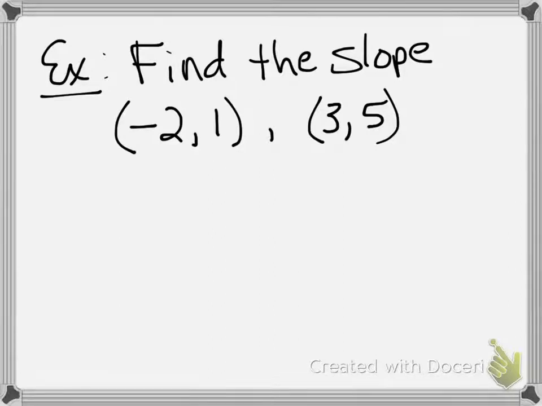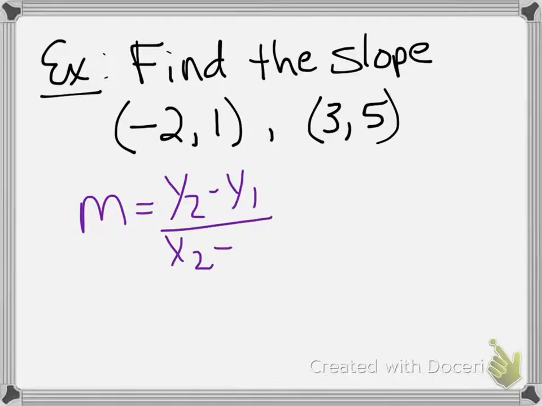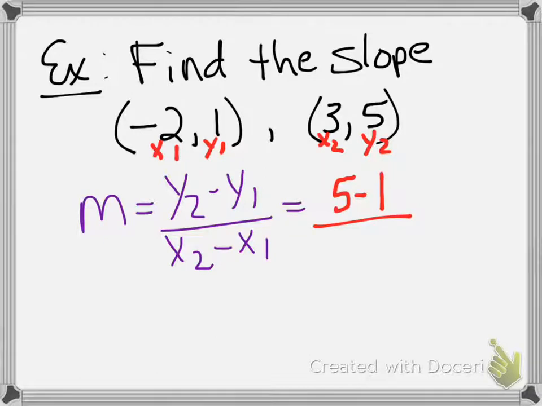Okay, so we want to find the slope, and we have our 2 points. So I know that y2 minus y1 over x2 minus x1 is going to be my slope. Okay, so I'm going to go ahead and label these so we know exactly what we're talking about. This is x1, this is y1, this is x2, this is y2. So when I plug them into my equation, y2 is 5, y1 is 1, x2 is 3, and x1 is negative 2.